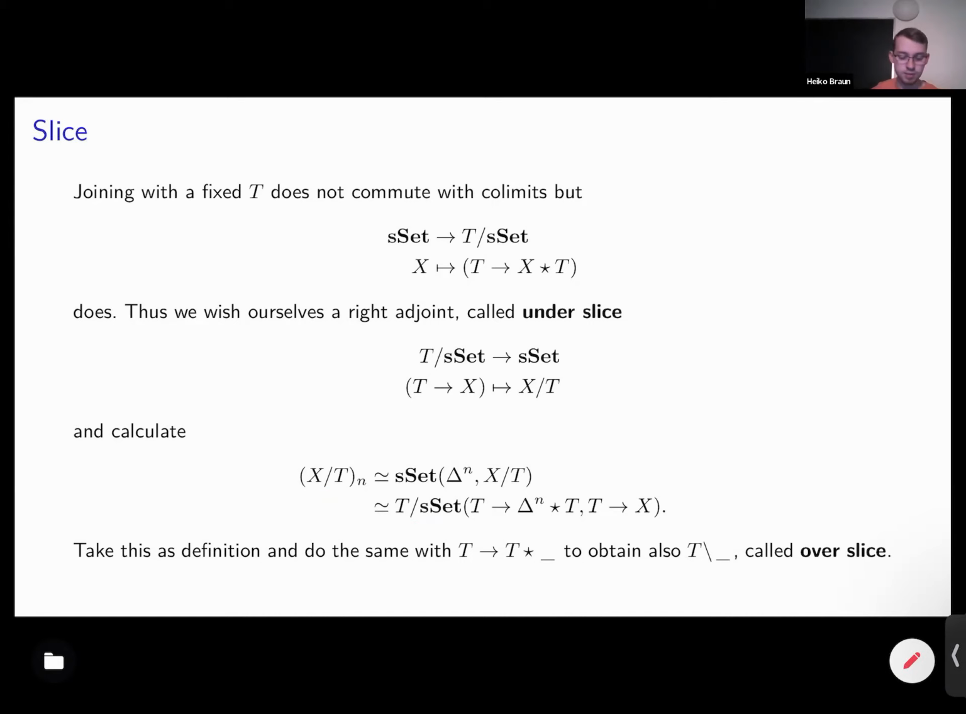And actually, if we change the codomain category to the undercategory under T, then it actually works and will define a right adjoint to joining with T. And similarly, the same idea can be used to get a right adjoint to joining with T on the other side. And then we call it the overslice, since they're written with a backslash.